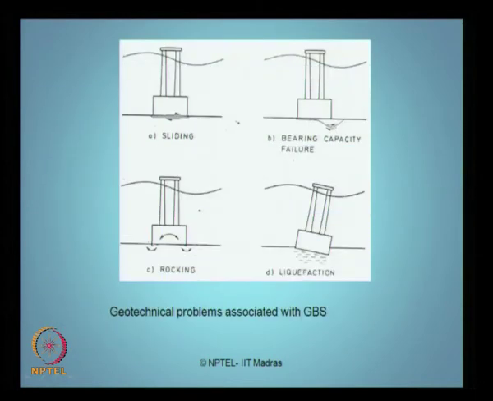Let us look at some specific problems associated with gravity based structures in terms of their geotechnical complications. The picture you see here shows 4 different kinds of problems associated with GBS platforms. Sliding: if you do not have a proper installation of skirt piles and dowel rods, though the weight of the structure can be very high, still because of the sea floor's covering, the platform entirely can slide on the clayey bottom of the sea floor. So, sliding is one of the important problems associated with GBS platforms.